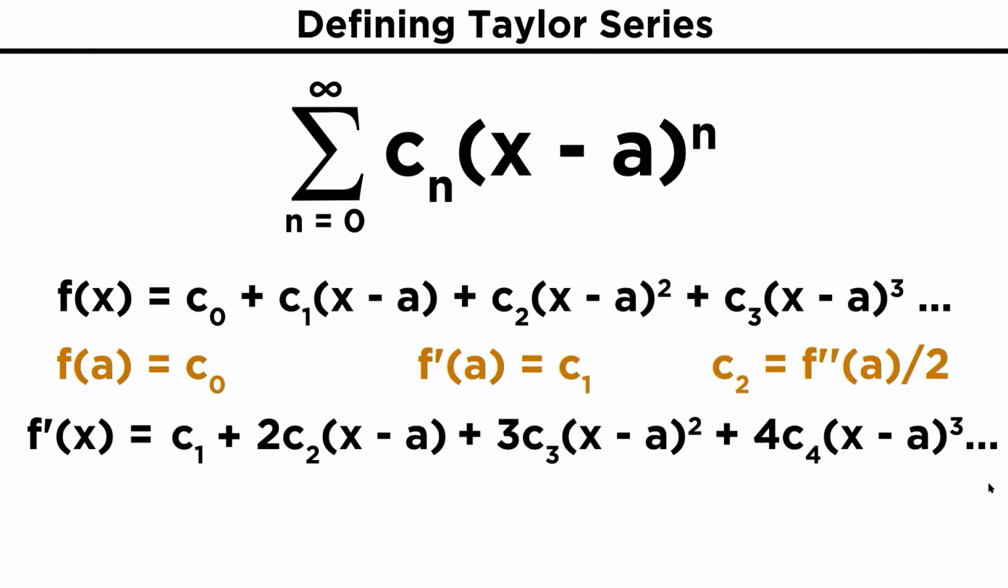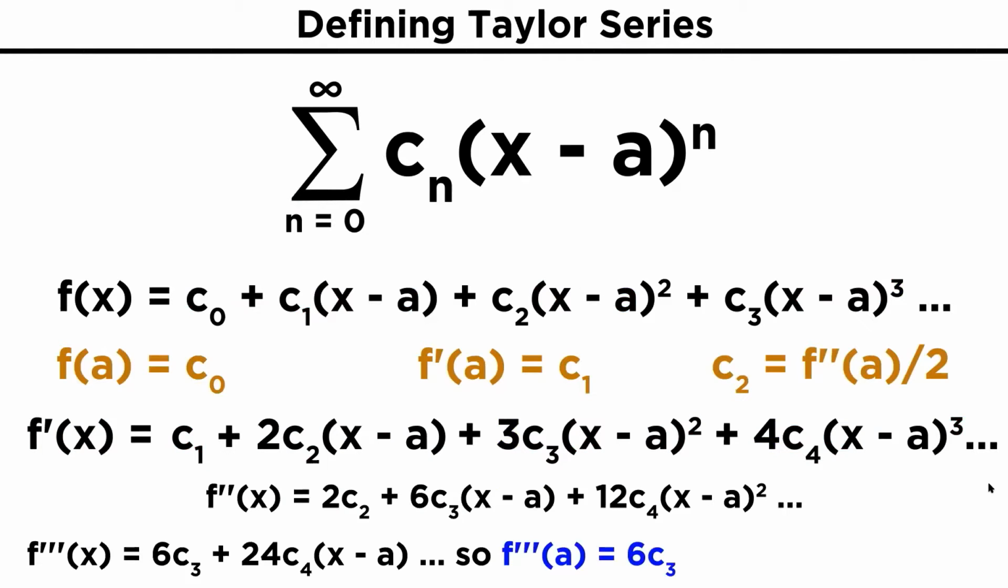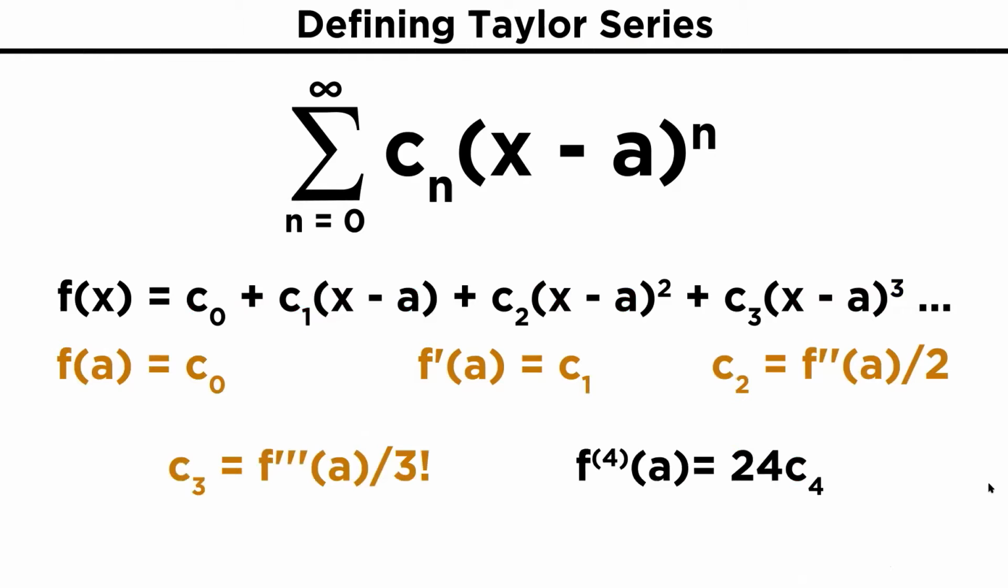By now, we might see a pattern. Taking the third derivative and plugging in a will give us f triple prime of a equals 6c3. Or c3 equals f triple prime of a over 6, which can also be expressed as 3 factorial. Inputting a into the fourth derivative of f will give us 24c4, meaning that c4 equals the fourth derivative of f over 4 factorial.